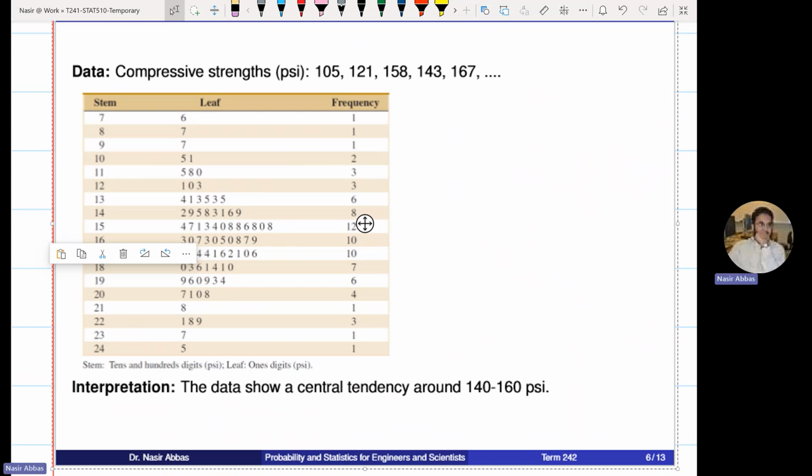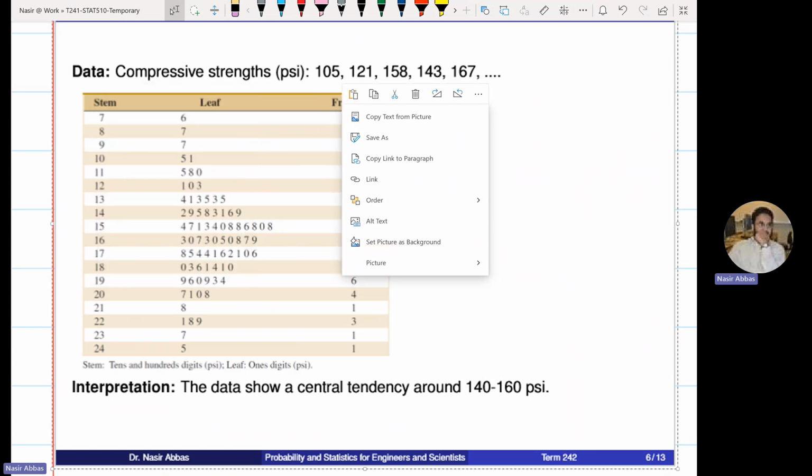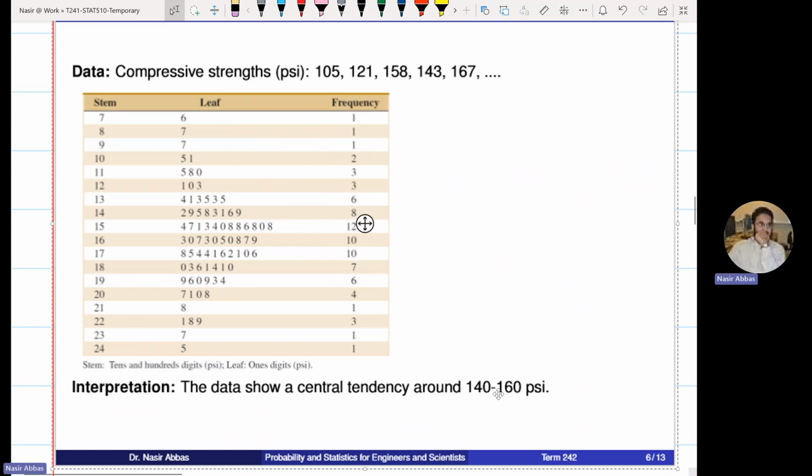Yes, it's the frequency of the stem. In the 70 stem, how many leaves? It's the number of leaves. In this 80 stem, how many leaves, and so on. So it tells you about the central tendency. It tells you about the shape of the data. What kind of shape is this? It is a symmetric shape, the normal shape.